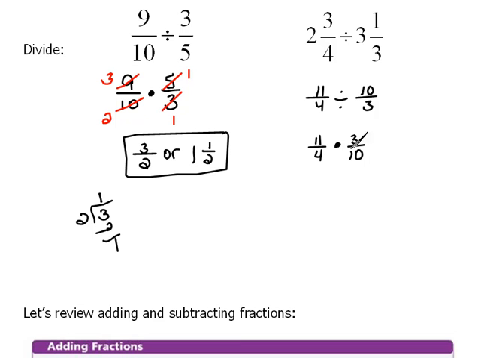In this case, we can't reduce anything down first. You might be tempted to cancel with the 4 and the 10, but you can't do that because those are both denominators. Remember, it has to be one numerator and one denominator only. So in this case, the only thing we can do is just multiply 11 times 3, which is 33, and 4 times 10, which is 40. Now, this will not reduce down any further. So this is actually our answer.